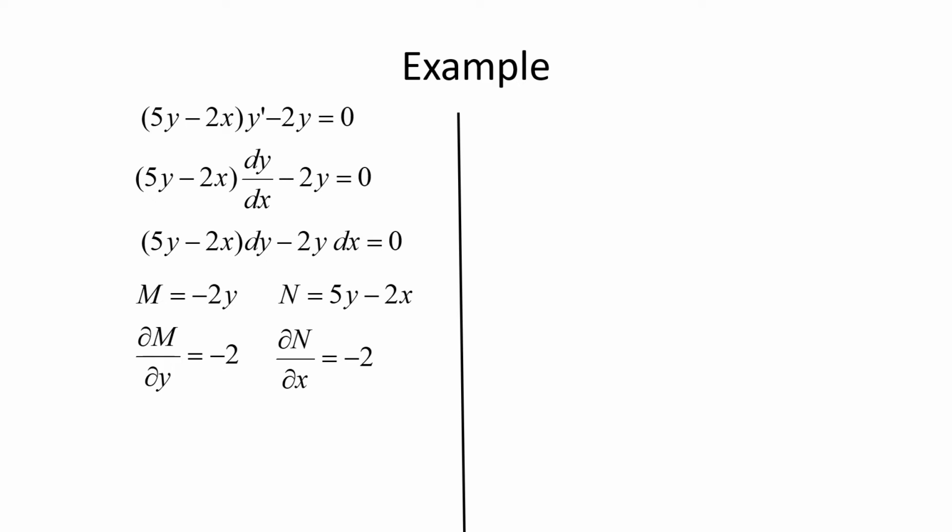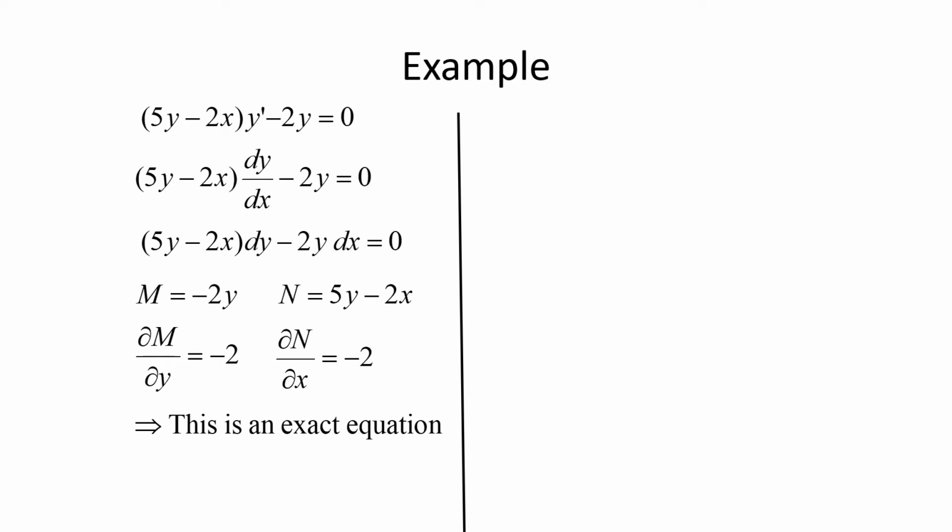So since we get the same partial derivative of M with respect to y and partial derivative of N with respect to x, since those two are the same, that shows that this is an exact equation. And that means we can use the method for solving that we're talking about in this section.